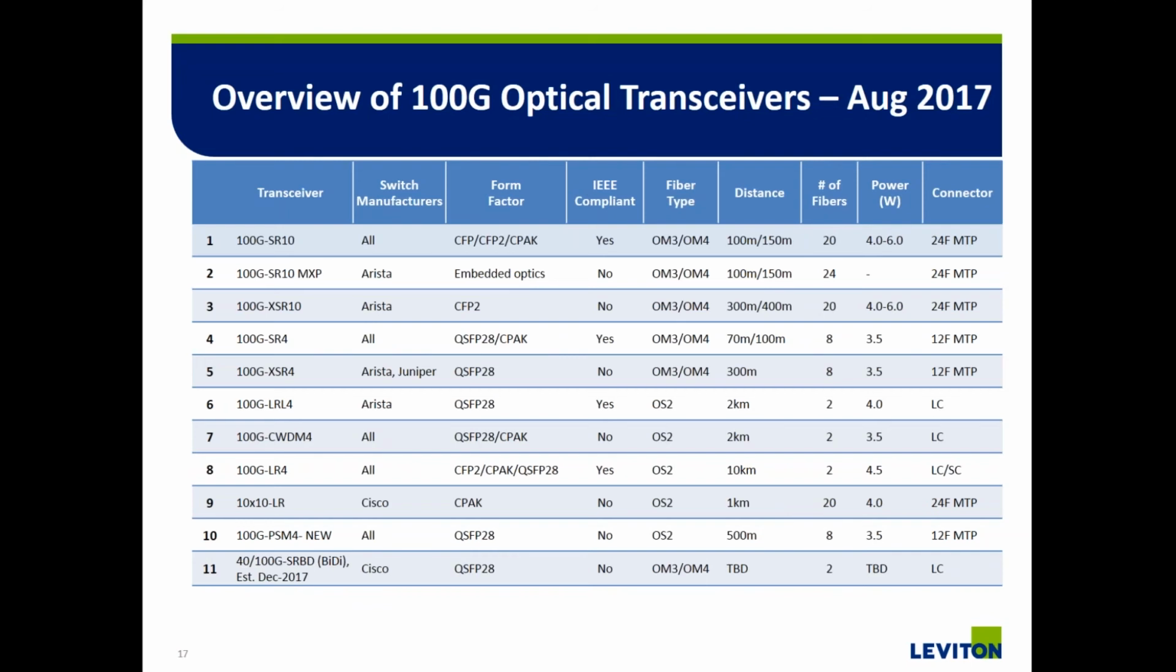Looking at 100 gig optical transceivers, there are 11 listed here, and again, 4 are IEEE compliant, 2 each for multi-mode and single mode. A lot of choices here, same with 40 gig transceivers, that you need to be aware of when designing a data center. Unless you're working with a specific equipment vendor like Arista, Juniper, or Cisco, the safest choice is to go with an IEEE compliant design.